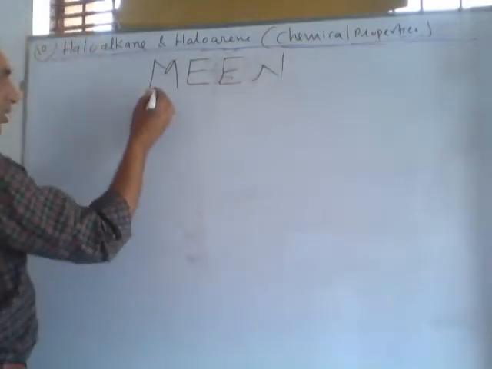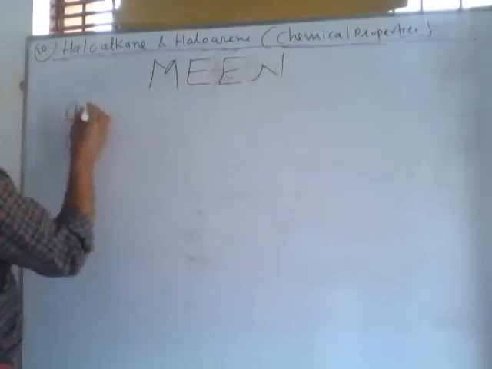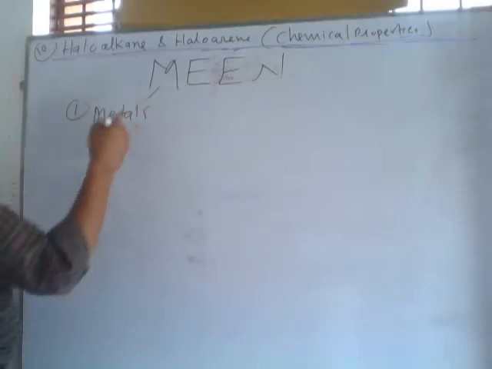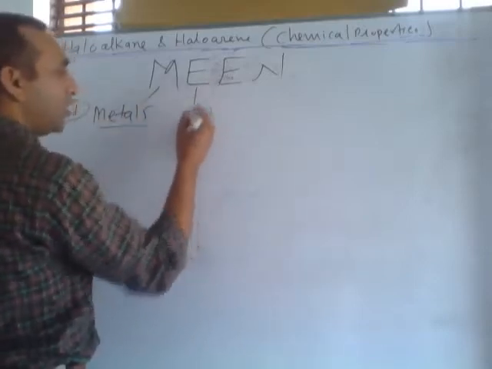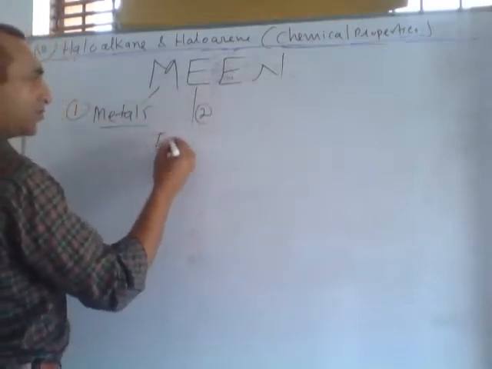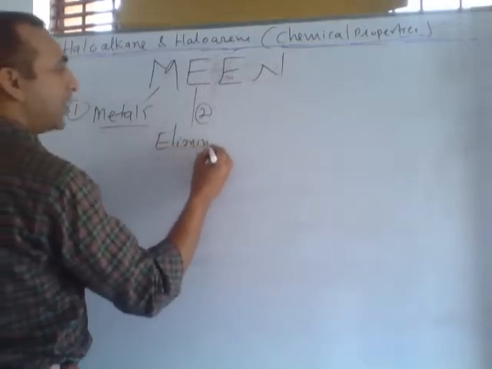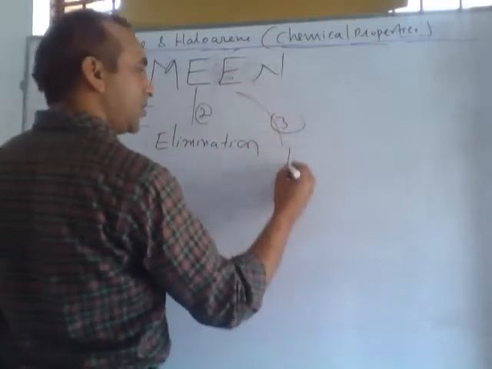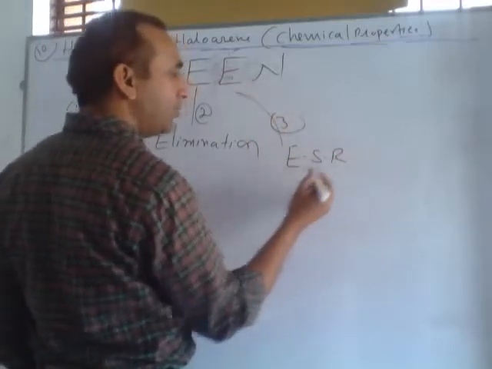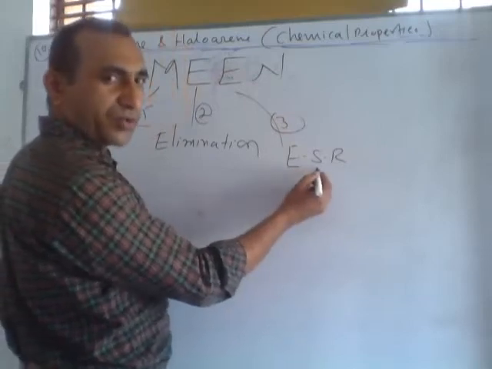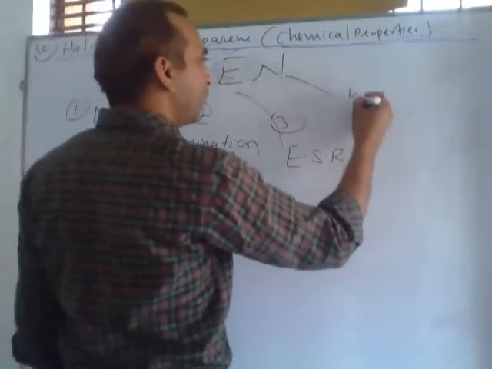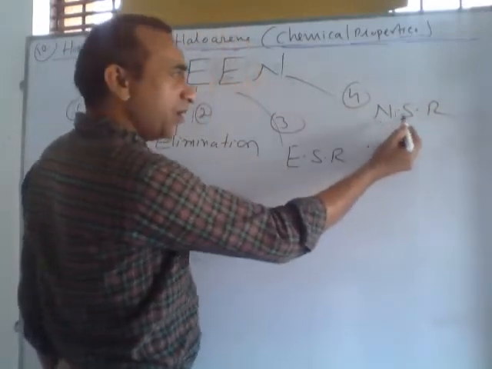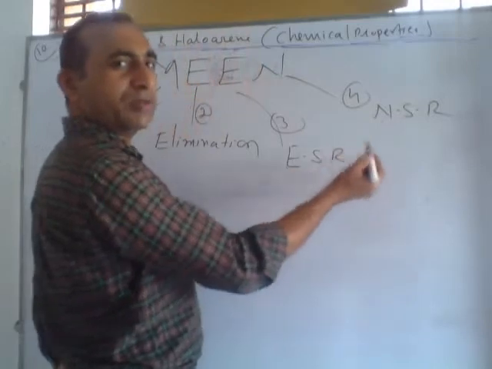M-E-N. The first letter M means reactions with metals. Number two, E, is elimination reaction. Third, this E means ESR. The full form of ESR is electrophilic substitution reactions. And fourth, N means NSR. This is nucleophilic substitution reaction.